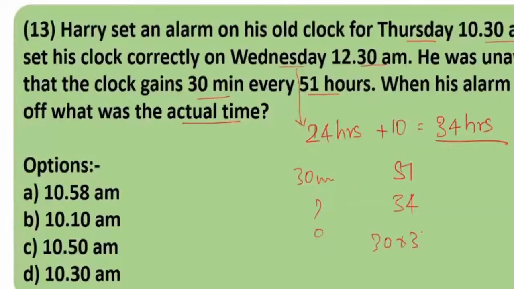Simply cross multiply. What will you get? You will get 30 times 34 over 51, that would be equal to 20. 20 minutes would be gained. 20 minutes are gained. That means actual time must be less. So whenever the alarm goes off at 10:30 am, 20 minutes have been gained. So real time is less. 10:30 minus 20 minutes is 10:10 am.